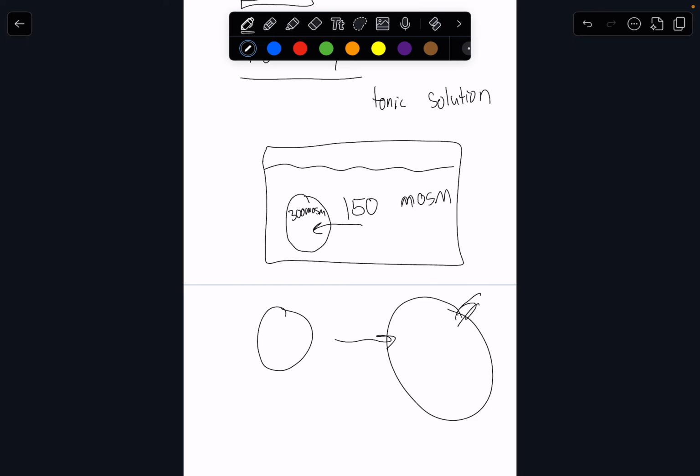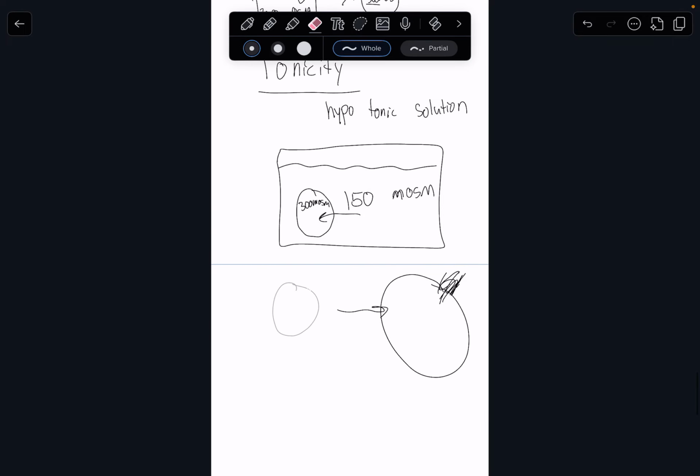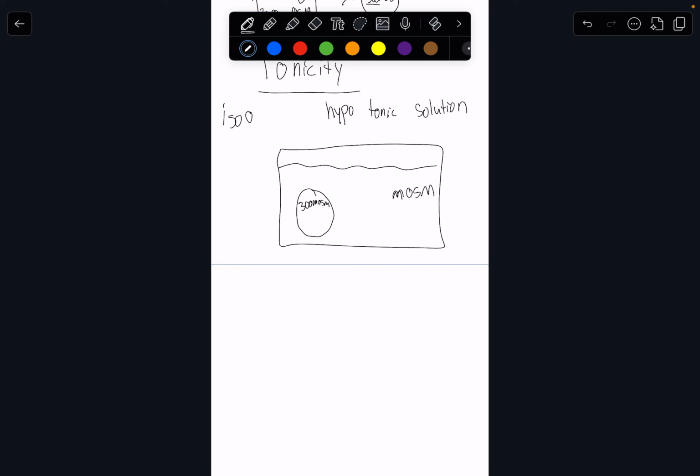Okay. Hopefully that makes sense there. Now it gets kind of weird, because sometimes you can get it where a solution can be isoosmotic. Let's see if I spelled that right. Isoosmotic. But it could be hypotonic.